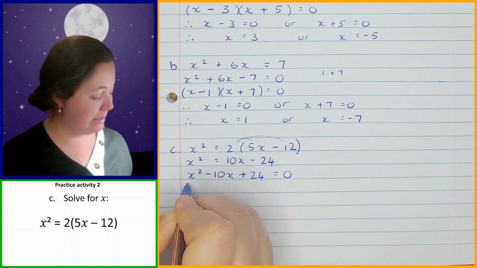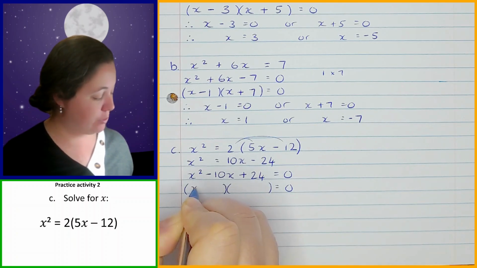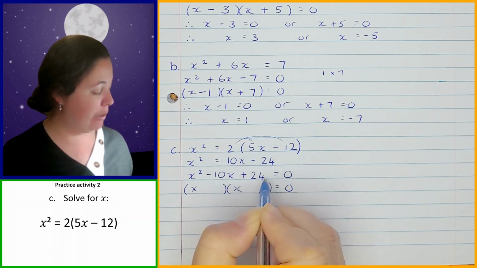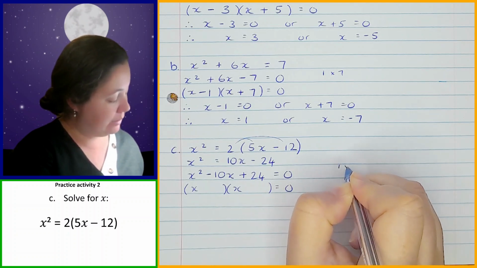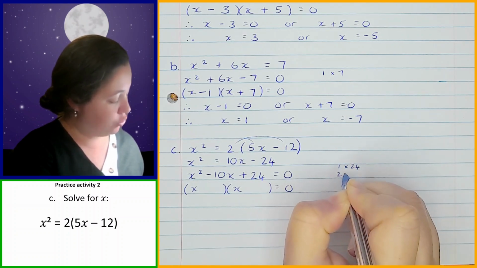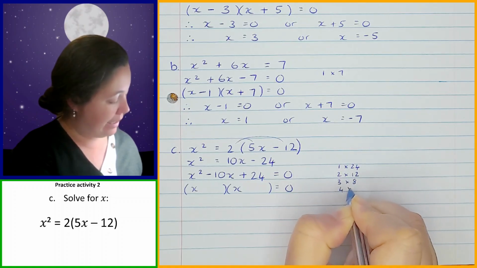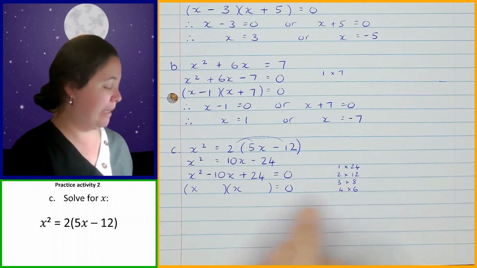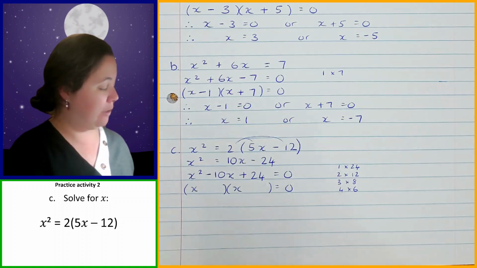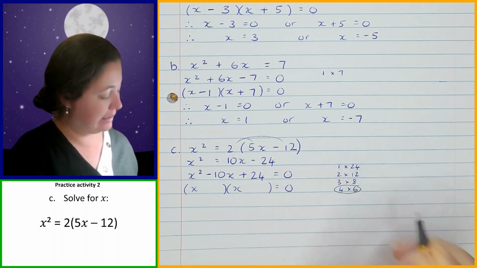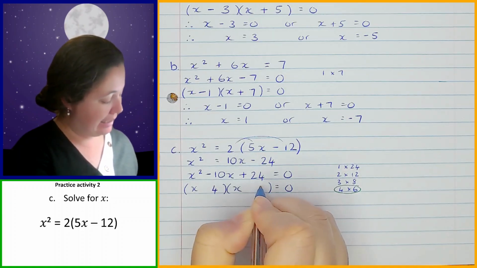So now I'm going to factorize that. I'll get two sets of brackets equal to 0. The first term is going to be x in each bracket. Now I'm looking for my factors of 24. The factors of 24 are 1 and 24, or 2 and 12, or 3 and 8, or 4 and 6. I need to choose a pair that I can add to get 10. The pair that I'm looking for is the 4 and the 6. So I'm going to have 4 in one bracket and 6 in the other bracket.